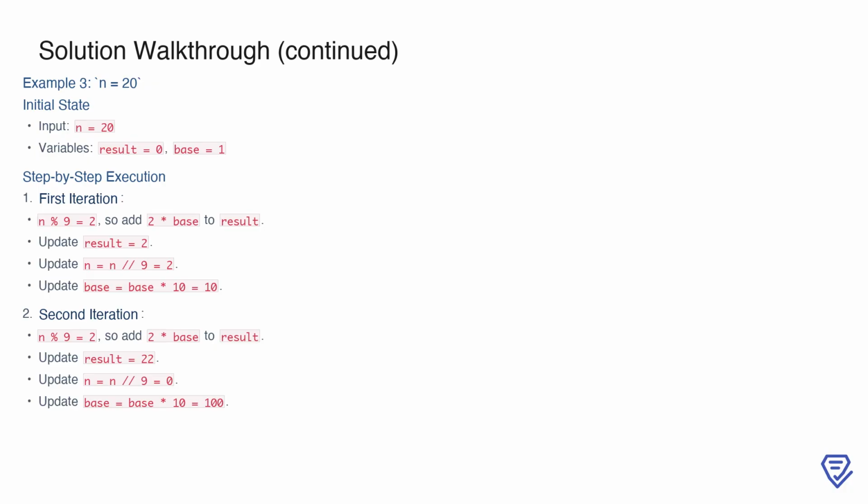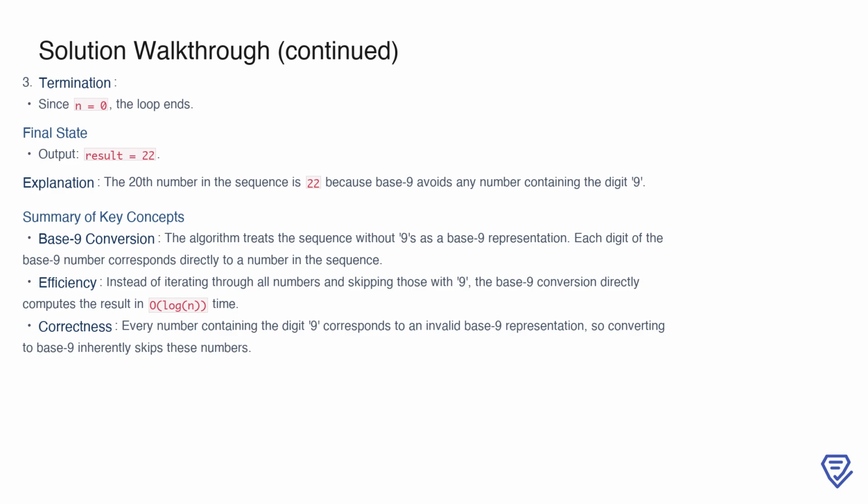We add 2 * base to result, updating result to 2. Then, we update n by performing integer division by 9, which sets n to 2. We multiply base by 10, updating it to 10. Now, since n is still not 0, we proceed to the second iteration. In the second iteration for n equals 20, we compute n%9 again, which equals 2. This tells us the next digit in the base 9 representation is also 2. We add 2 * base to result, updating result to 22.